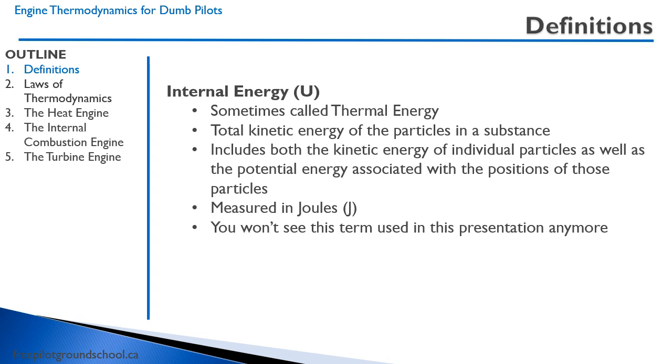Normally when we think about kinetic energy in school, you have these roller coaster examples: the roller coaster goes down this fast, it has this mass, therefore this is the kinetic energy. When we talk about internal energy, we're talking about the total kinetic energy of the particles inside a substance. It includes both the kinetic energy of the individual particles as well as the potential energy associated with the positions of those particles, whether they're close together and repelled or vice versa. Internal energy is also measured in joules. I'm not going to talk about internal energy anymore, but I thought I would bring it up.